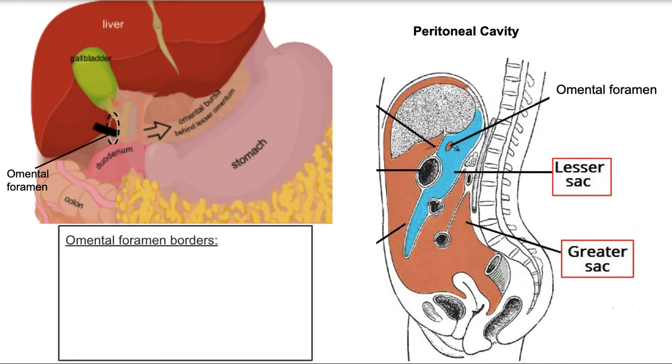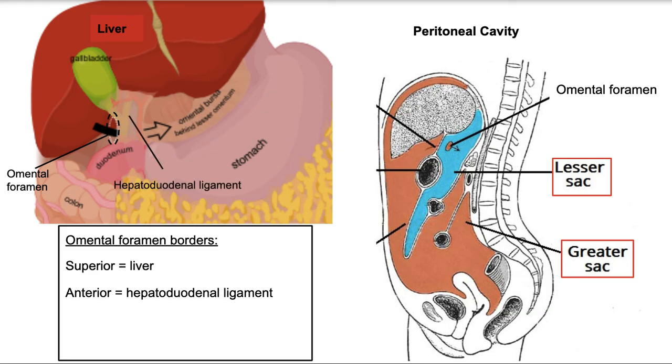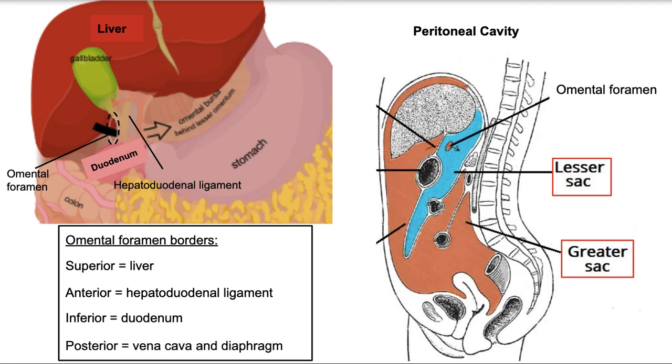The omental foramen is formed by structures surrounding it. Superiorly, it is the liver. Anteriorly, it is the hepatoduodenal ligament. Inferiorly, it is the duodenum, and posteriorly, it is part of the vena cava and the diaphragm.